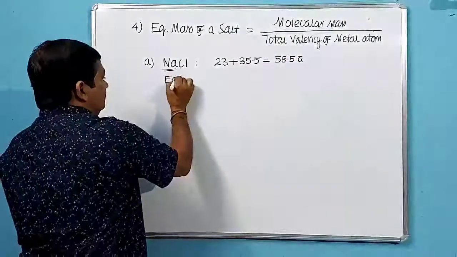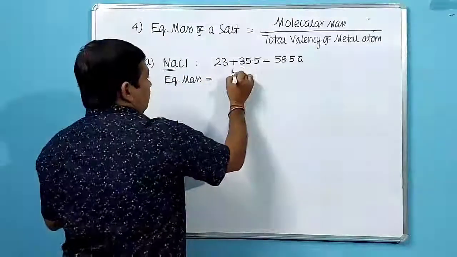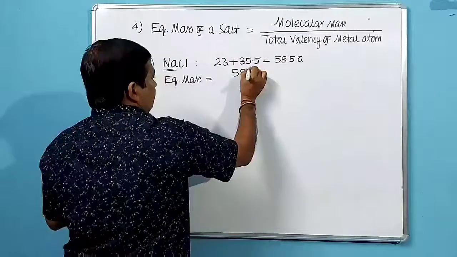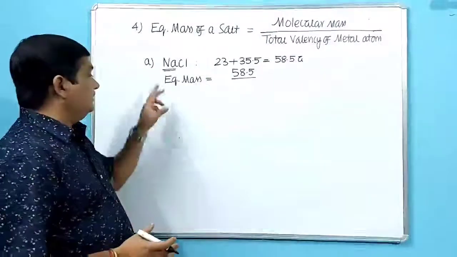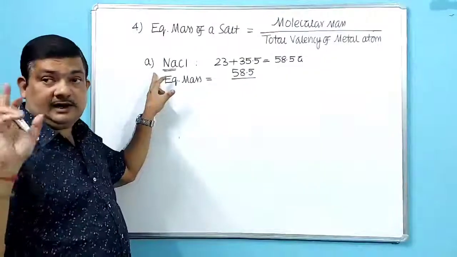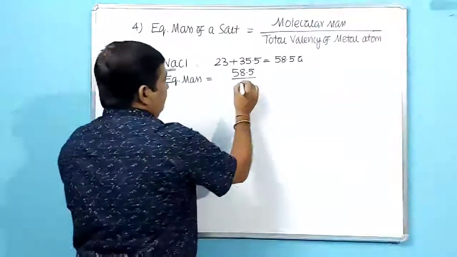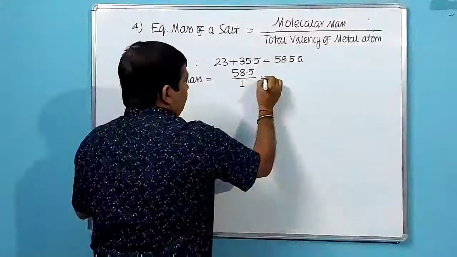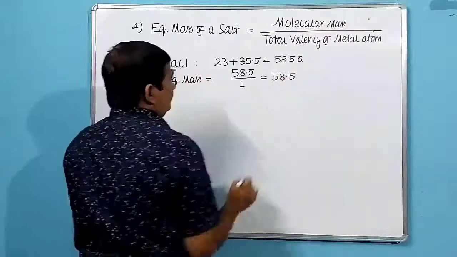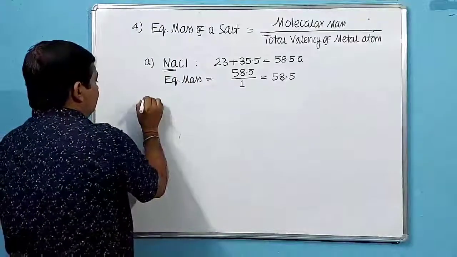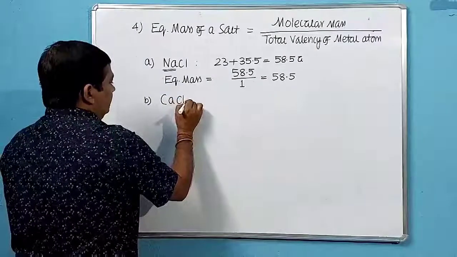So what is the equivalent mass of sodium chloride? Molecular mass, that is 58.5, divided by total valency of metal atom. What is the metal atom here? Sodium, one atom only. Valency is 1. So divided by 1, the equivalent mass is 58.5.